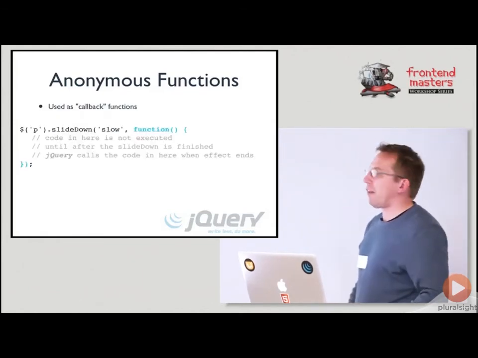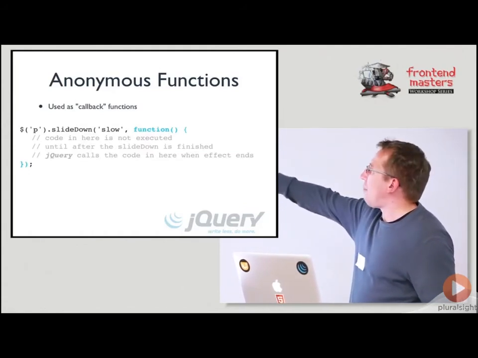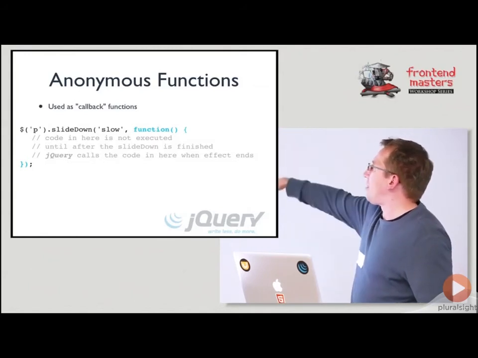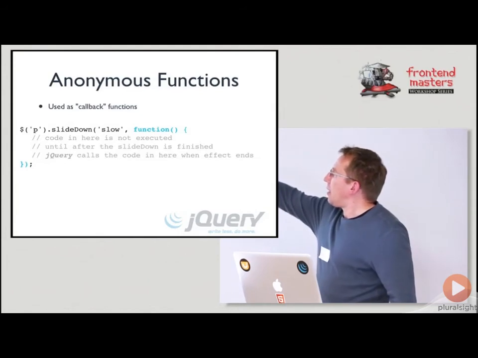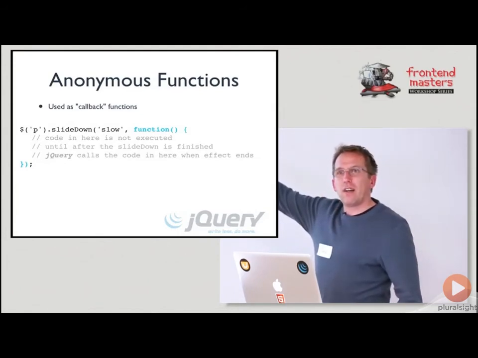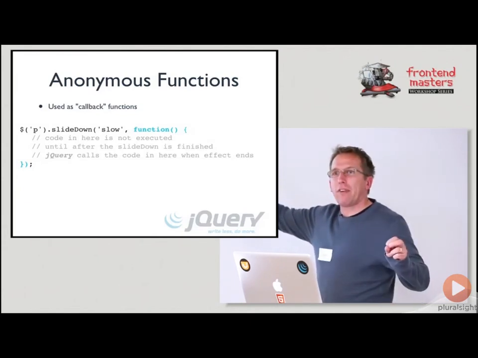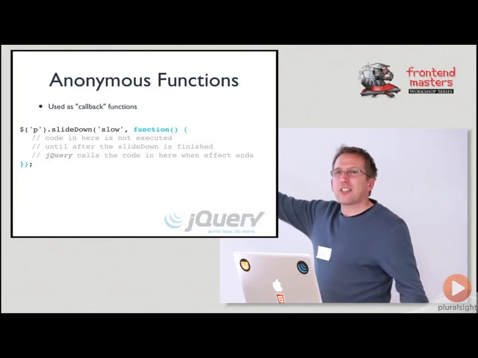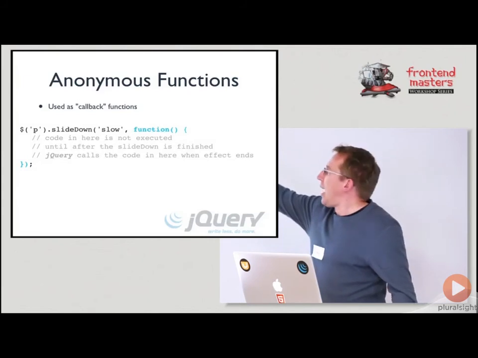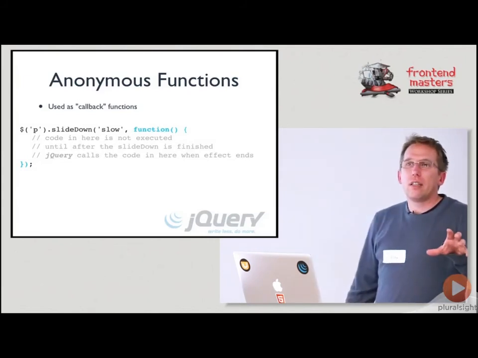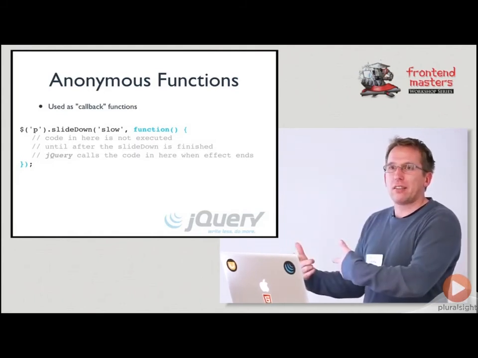They're used as callback functions. So this is kind of interesting. This is a jQuery animation that will slide paragraphs down slowly, right? And so you see here the second argument is an anonymous function, right? The reason it's called a callback function is that here we're actually defining what the function is, right? And jQuery internally will call that function when it finishes with the animation.